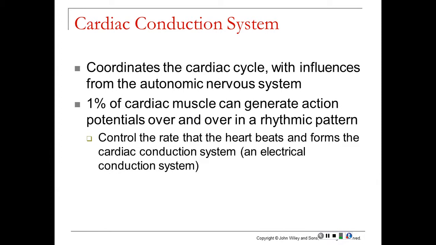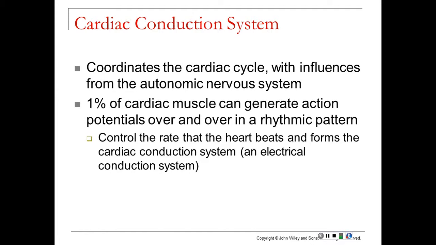The cardiac cycle is regulated partially by the autonomic nervous system, which you may recall is divided into the sympathetic and parasympathetic divisions, the fight or flight and rest and digest. 1% of cardiac muscle can generate the action potentials over and over and over again. So, as I said, the autonomic nervous system has some influence, but ultimately it's these special conductor cells, this 1% of muscle tissue, that's actually generating the action potentials for that rhythmic contraction pattern.